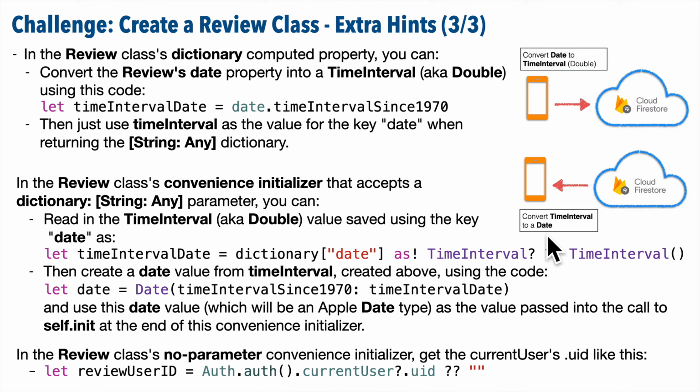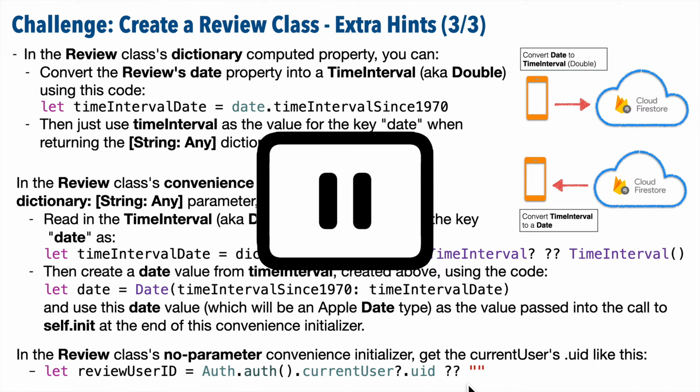Now here's your last hint. In the review class's no parameter convenience initializer, you want to get the current user's UID string, and you can do it using this line of code. So don't worry about the save data method in the review class yet. There are a few more things we need to cover before we get there, but try to create the review class with the properties and initializers as outlined in these slides.